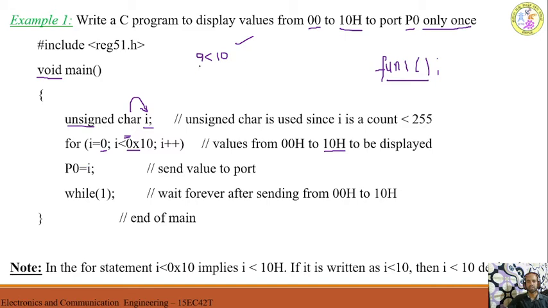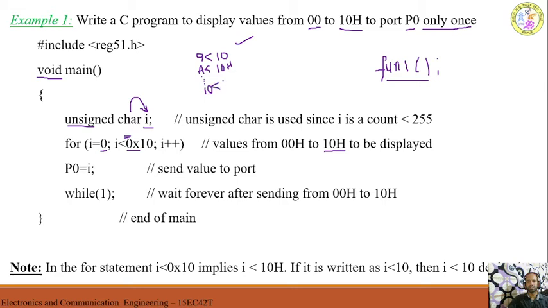And again after 9, what do you get? You will be having A. Again check the condition. A is less than 10h, that is hexadecimal 10 it is. Yes, definitely A is less than 10. Again B, C, D, E, F. After F you are going to get 10 again. After F the next number is 10.